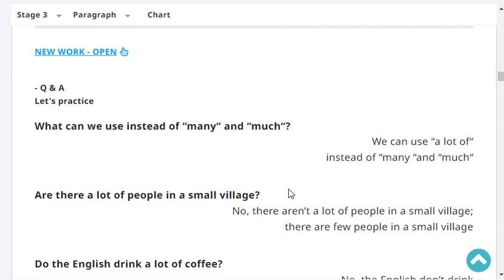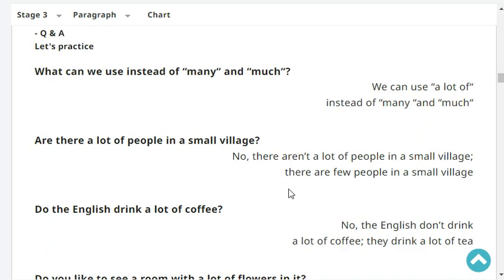First question. What can we use instead of many and much? We can use a lot of instead of many and much. Are there a lot of people in a small village? No, there aren't a lot of people in a small village. There are few people in a small village.